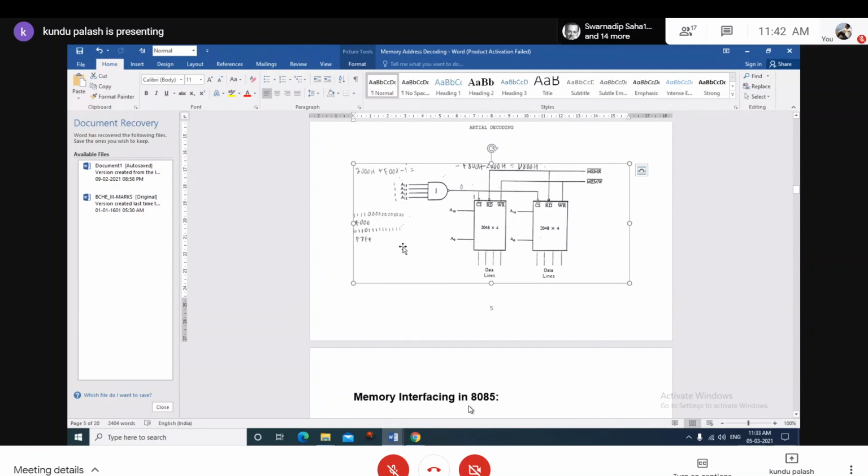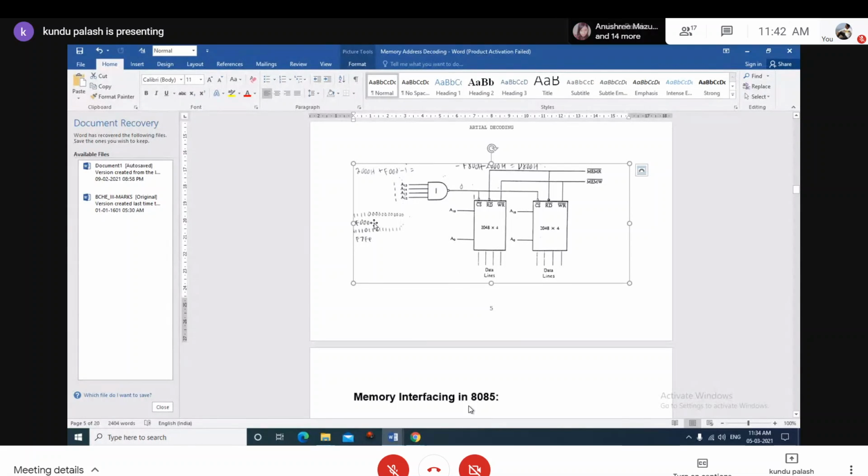Which means without connecting the A11 address signal line, the range of the address is not unique. It will be redundant. That means either these blocks will fall in the address map of F1000 to F7FF, or it will fall when A11 is 1. Considering A11 is 1, then the address will change.